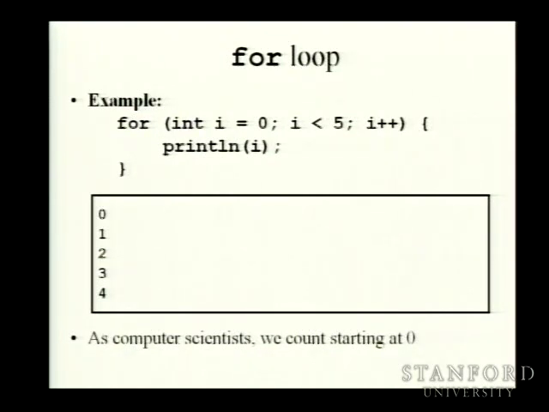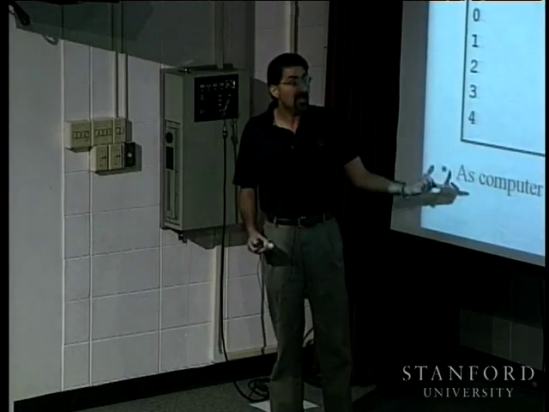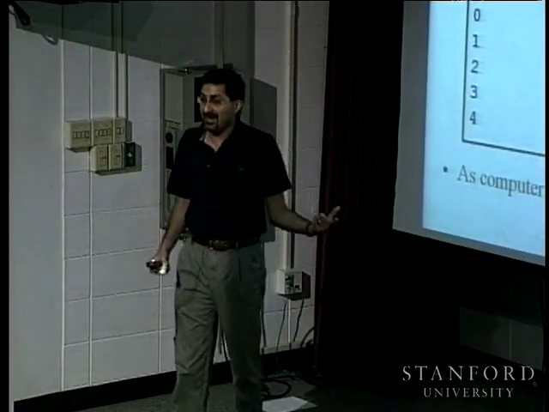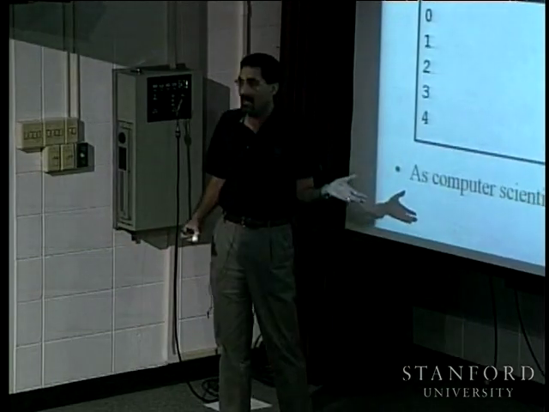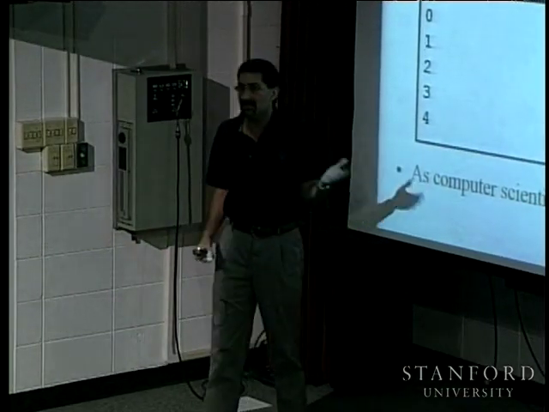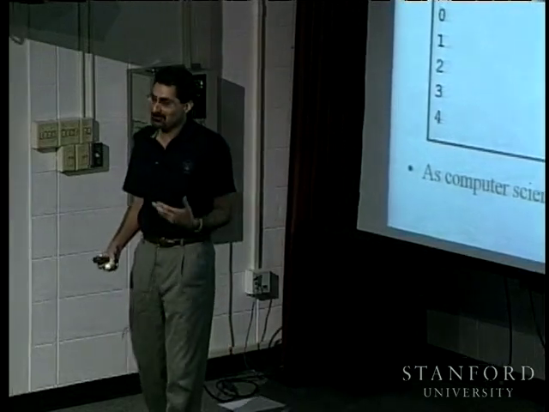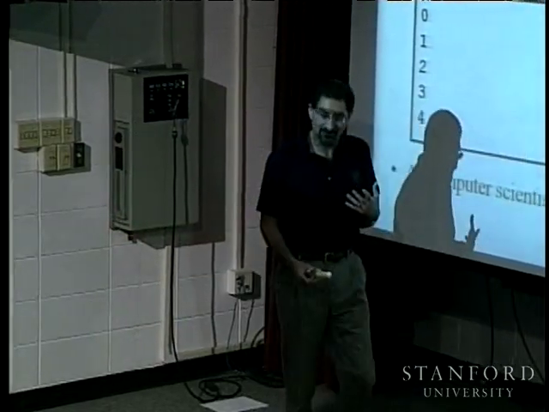Okay, so you get the values from 0 to 4. But notice it still went through the loop 5 times. It did the body. We just started counting at 0. And as computer scientists, that's a very common thing to do. When you want to count something 10 times, you count from 0 to 9 instead of from 1 to 10. That's just what we do, because 0 is a real number, and we love it, and we care about it.